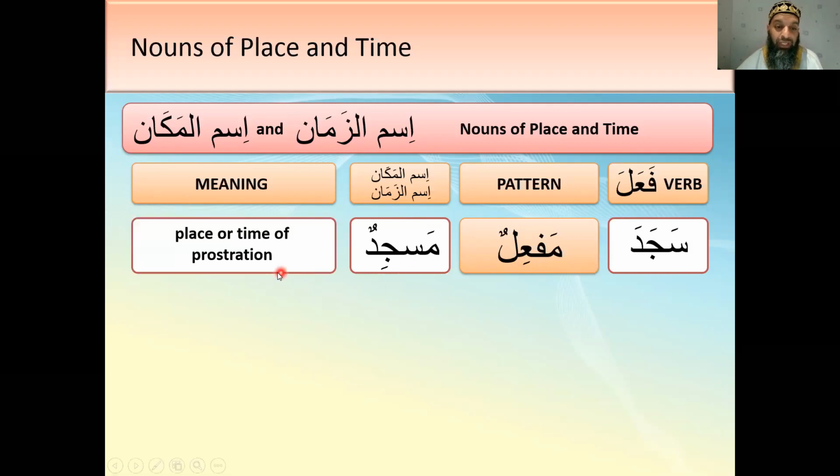So masjidun is the place or time of prostration, right? So the place of prostration, masjidun, that's where you get it from. So masjidun, it's got the sajada happening in there, right?